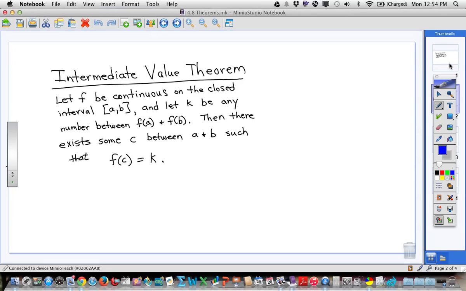Like we talked about the roots. If you get a negative y value and a positive y value, you know somewhere in between there, it had to hit 0 because of the intermediate value theorem.